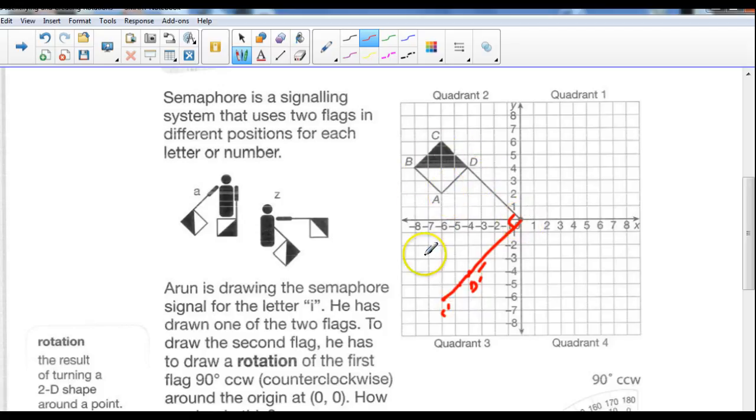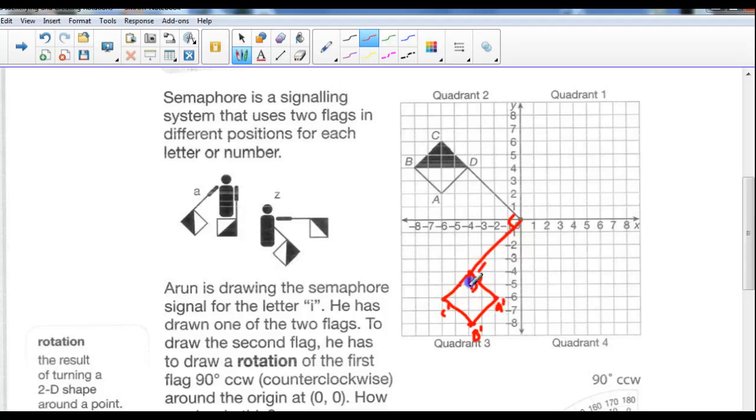It's pivoting and it's coming down. I know that from point C, point B is going to be right here, and from point D, point A prime is going to be right here. So I can draw my flag like this. There's C prime, D prime, this is B prime, and this is A prime.